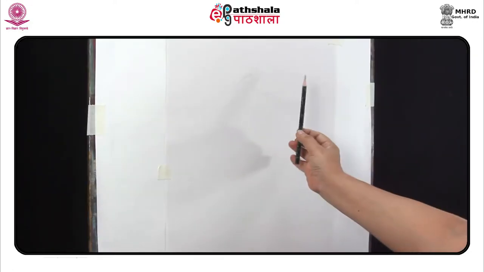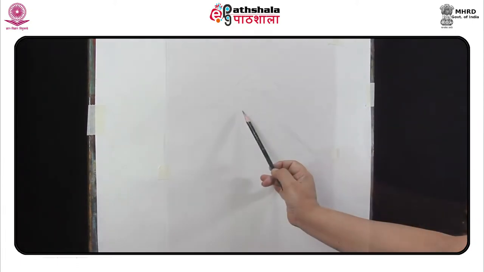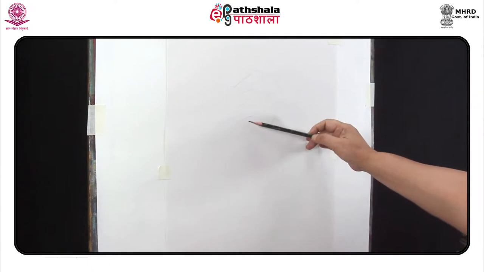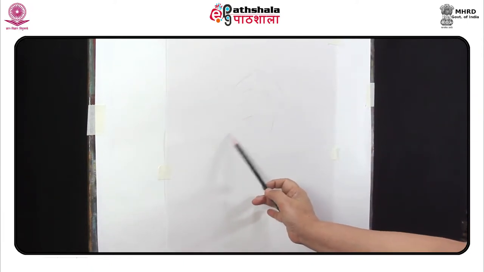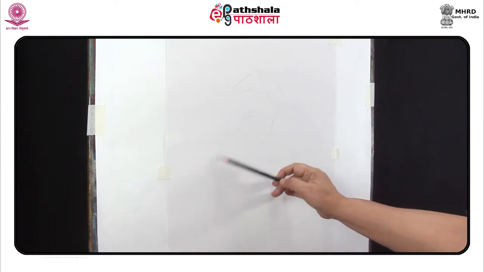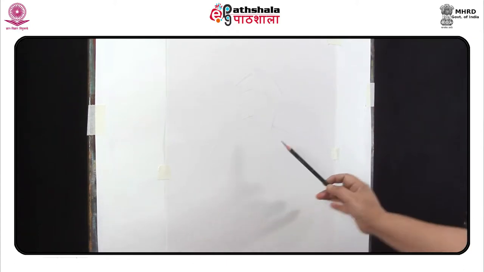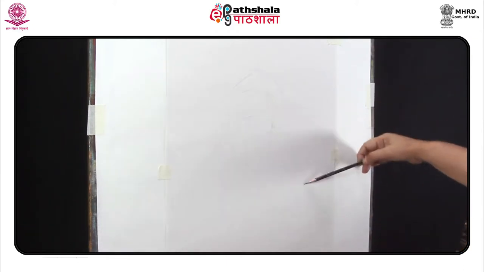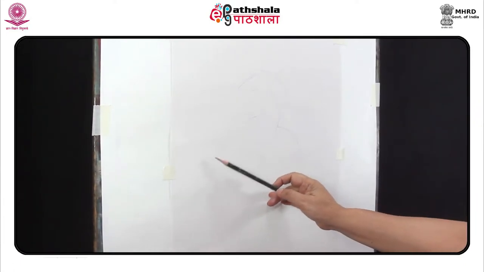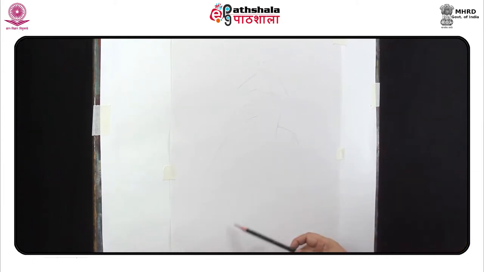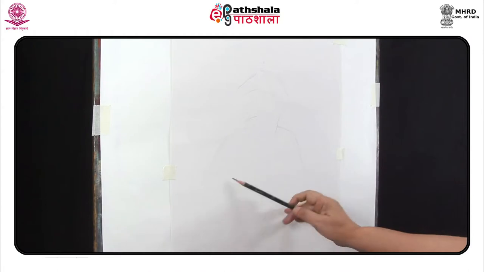Let us start our composition. Now I am starting to draw the basic structure. When you start, don't put pressure on the pencil. Hold the pencil from the back. Draw the first straight line. Don't make any details in this process.